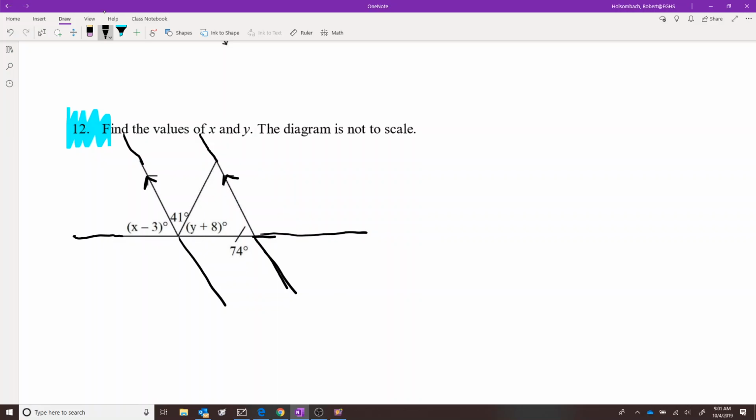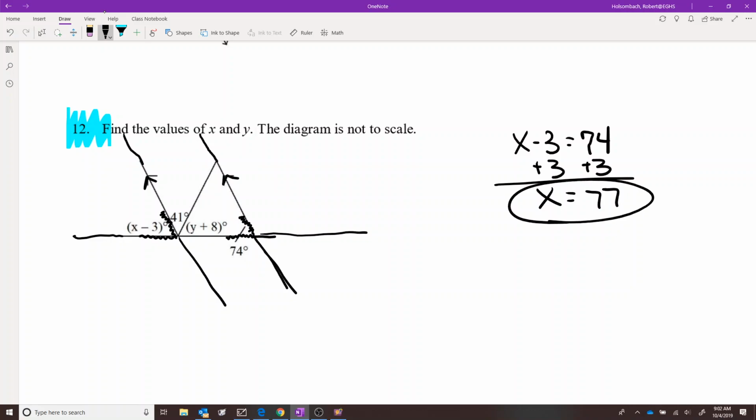Okay? So this angle in here is 74 degrees, right in here. That angle is 74 degrees, and it corresponds to this angle right here. So this angle, this x minus 3, is equal to 74. So if you add 3 to each side, your x is equal to 77. You got to find the value of x and you got to find the value of y. There's your value of x.